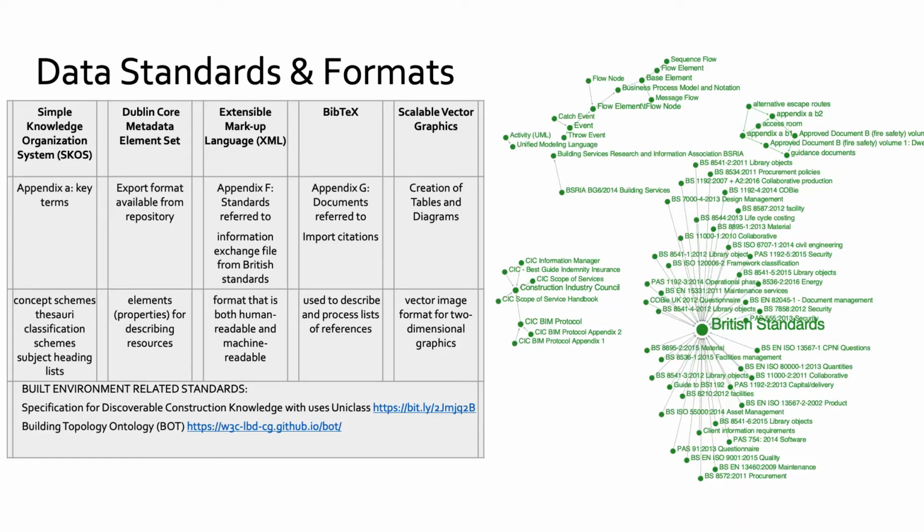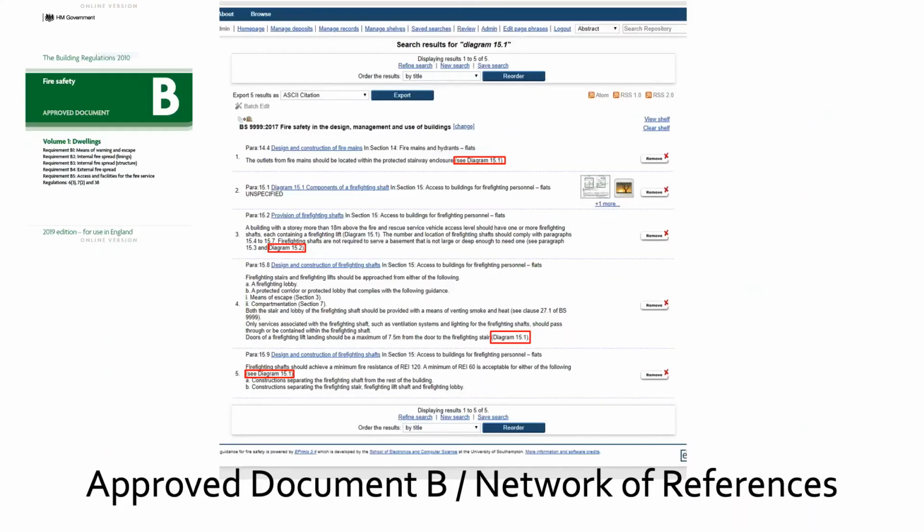Next slide, please. So this is a bit about why I thought approved document B would be a good place to start looking at how structured data could be used in guidance documents. The red squares represent some of the references that are linked to each other. For example, this is a search from diagram 15.1.